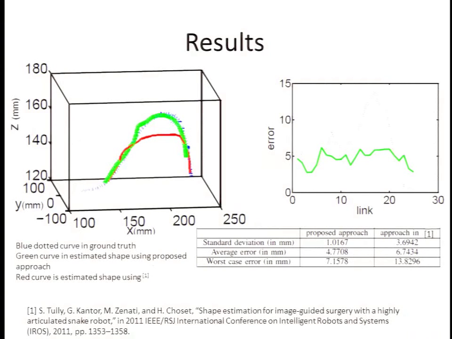If you look at the plots, the blue curve is the ground truth, and the green curve is the shape as estimated by our approach, while the red one is the shape as estimated by the approach which uses conventional parameterizations like Cartesian coordinates and Euler angles. We observe that the error is pretty low in our approach, both the maximum error as well as the average error over all links.